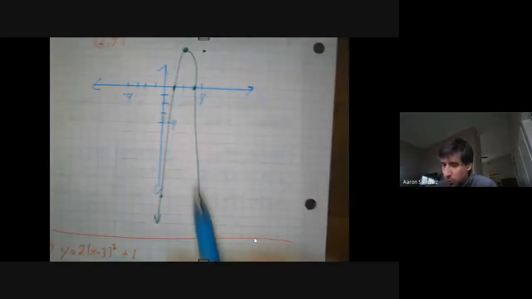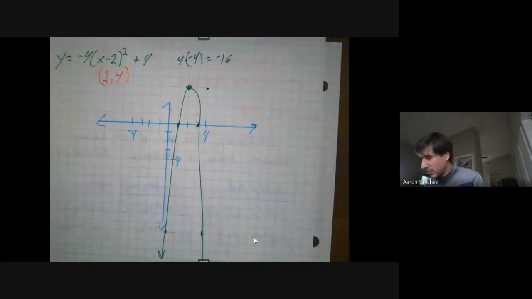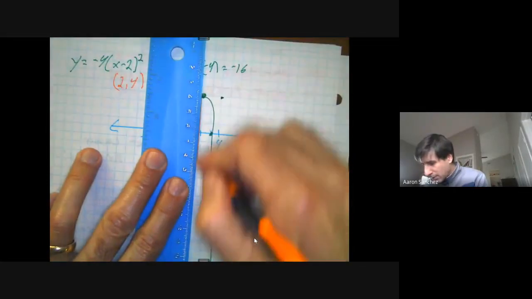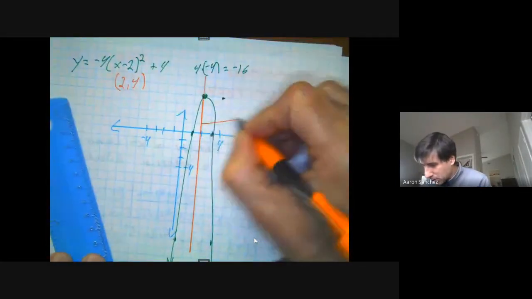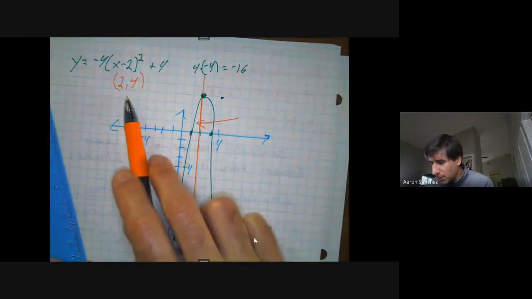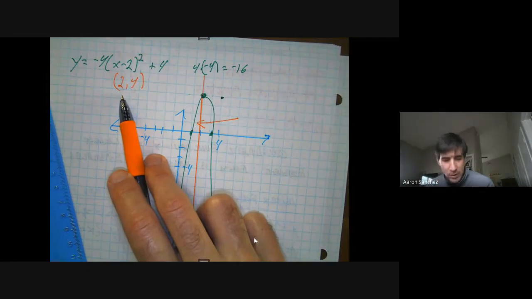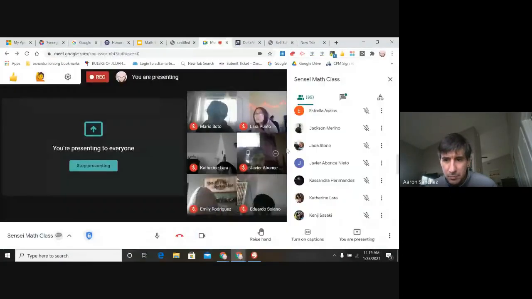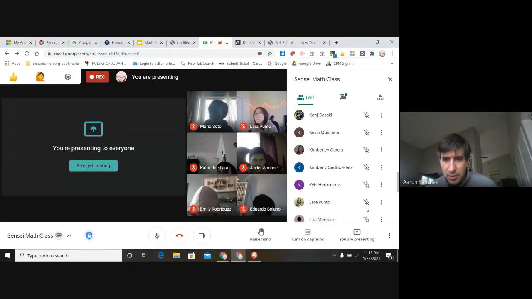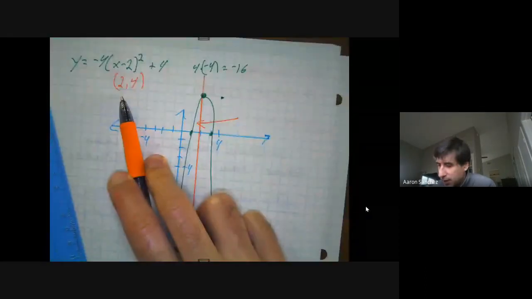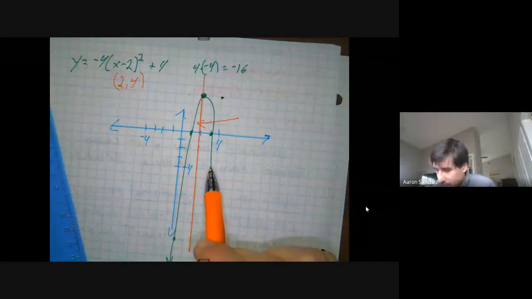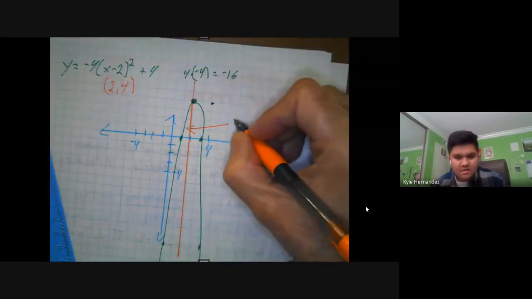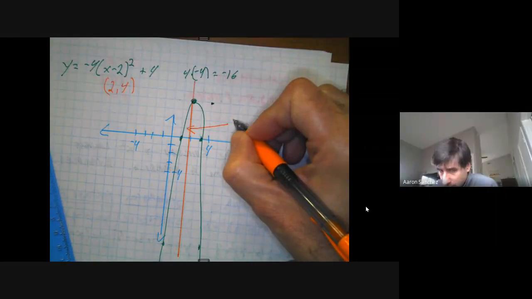Because I drew this one kind of weird, it's hard to cut it in half, but you know the axis of symmetry is going to be right at the vertex. There's my axis of symmetry. So what's my equation going to be for this axis of symmetry? Let's go with Kyle. What's my axis of symmetry here? You're on it. Don't give up on me, Kyle.